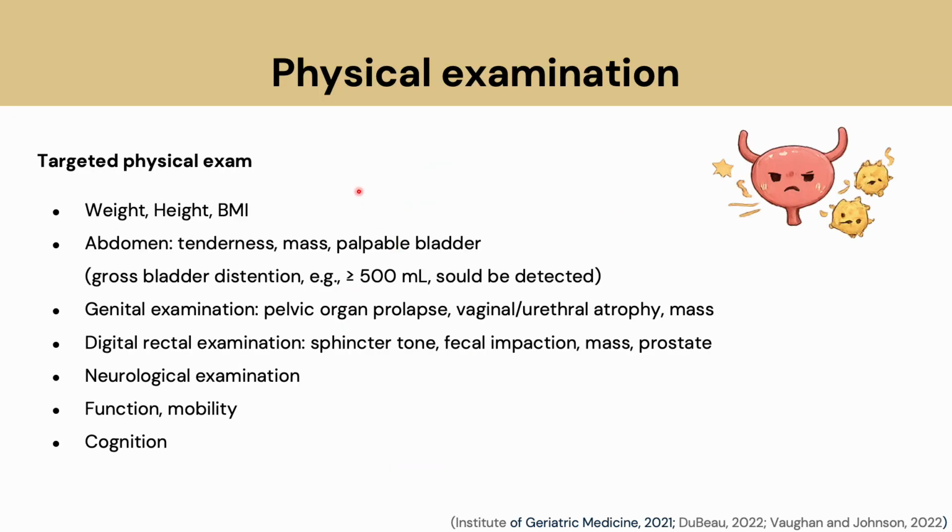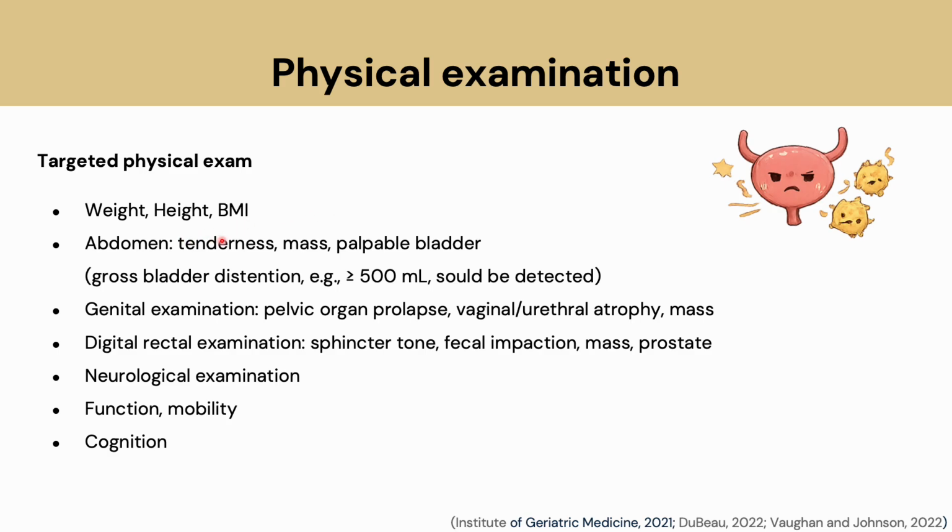The physical examination should be targeted based on the suspected underlying causes rather than performed routinely in every patient. Start with a general examination including weight, height, and BMI, as obesity is a risk factor for stress UI. An abdominal examination should be performed looking for tenderness, mass, and palpable bladder. A markedly distended bladder suggests significant urinary retention and possible overflow UI.